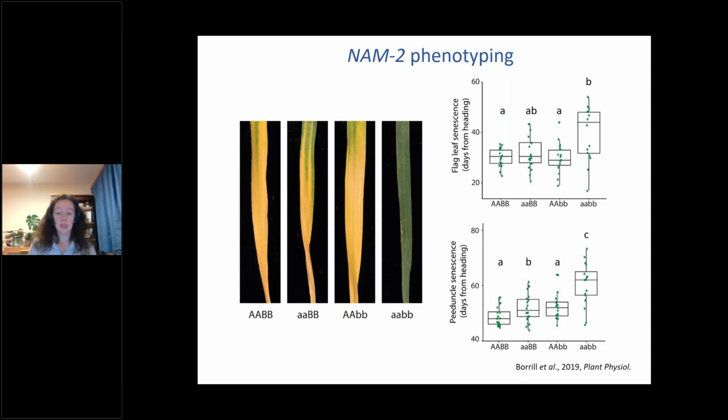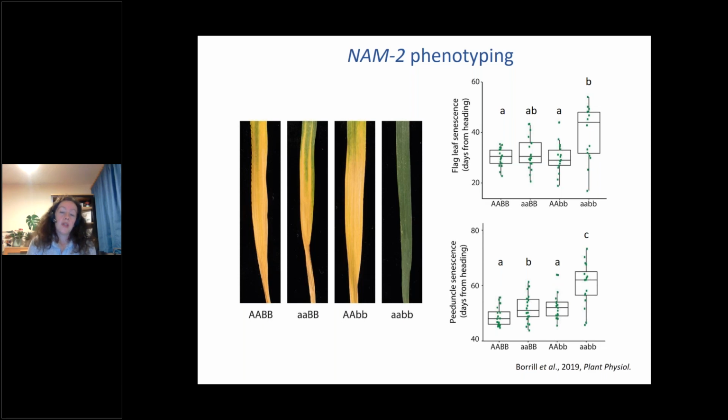But in this case, we did see a significant delay in a single mutant of the A homolog compared to the wild type, which suggests that perhaps the A2 copy has a slightly stronger effect than the B2 copy, although the data isn't completely clear on this.